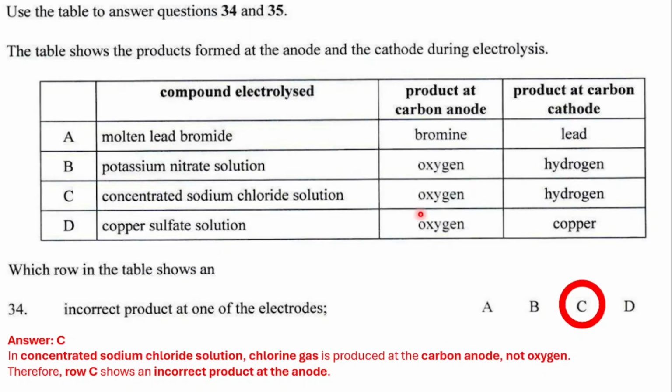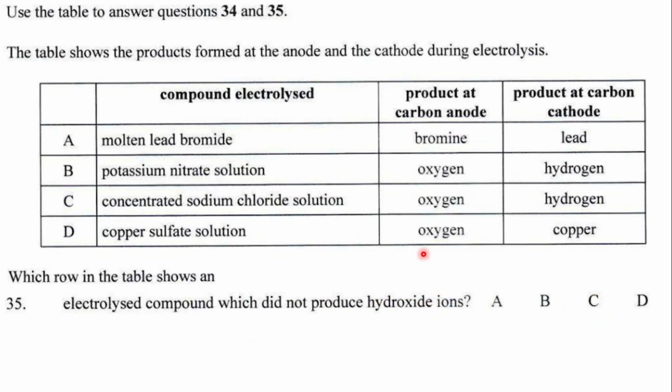So notice that if we look here at the carbon anode, we have oxygen, right? But chlorine gas is produced at the carbon anode, not oxygen. So here it's supposed to be chlorine gas, but we have oxygen here. So this makes it incorrect. So in concentrated sodium chloride solution, chlorine gas is produced at the carbon anode, not oxygen. Therefore, row C shows an incorrect product at the anode. So the correct answer is definitely going to be C, because we're looking at which one is incorrect.